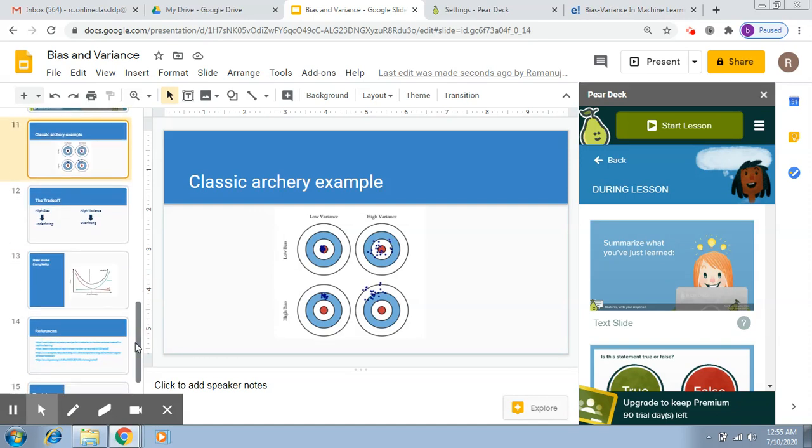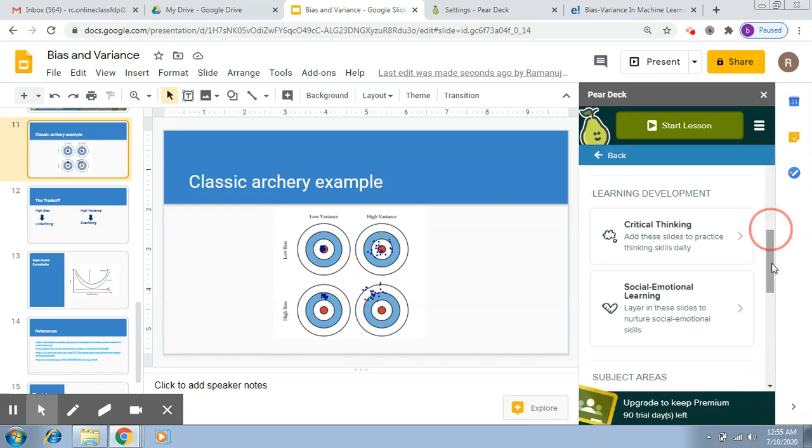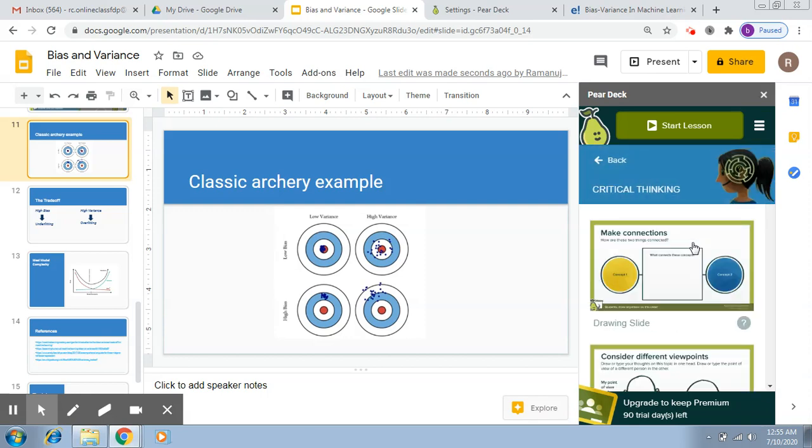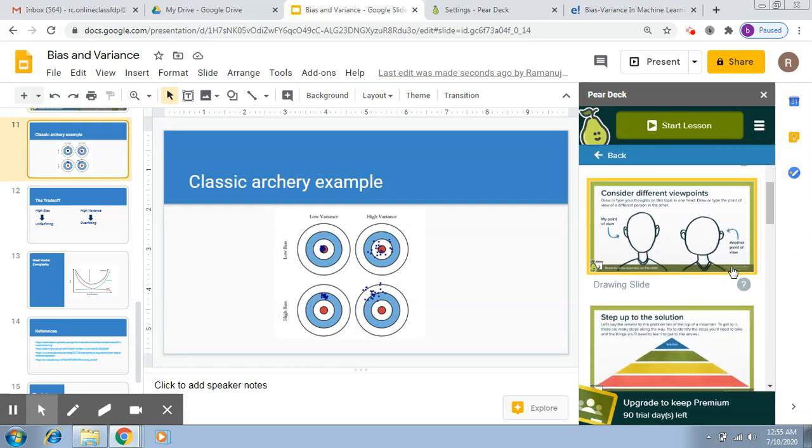For that, we have our critical thinking templates. So if you go back here, you have these two templates, and I pick up the critical thinking one. Here, you can put in questions that would require the student to think, make connections, consider different viewpoints. There is a particular concept that you're talking about, and you would like the student to debate about the different viewpoints. So let's say you're talking about literature, you are talking about a particular character, and you would want the person to list out the positives in the character and the negatives in the character.